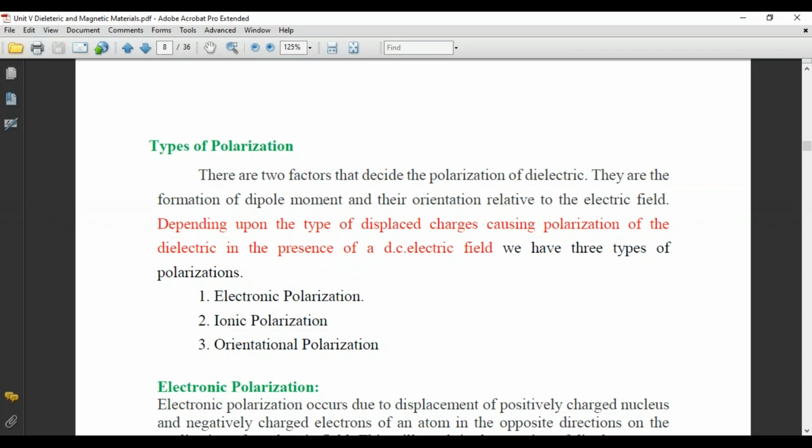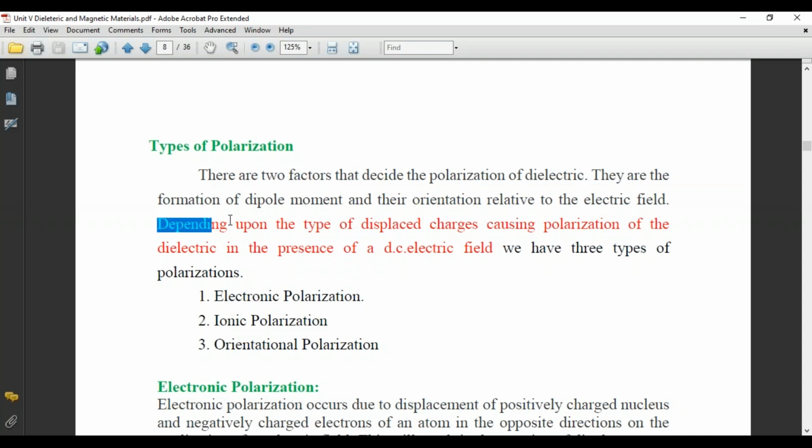You know very well how polarization occurs in dielectric materials. Whenever you apply an electric field, it creates dipoles that cause polarization in the materials. Now, what are the different types of polarizations in a dielectric? They are the formation of dipole moment and its orientation related to the electric field. So polarization can be understood by the formation of dipole moment and how the dipole moment behaves on application of the electric field. That's the way you can classify the materials.